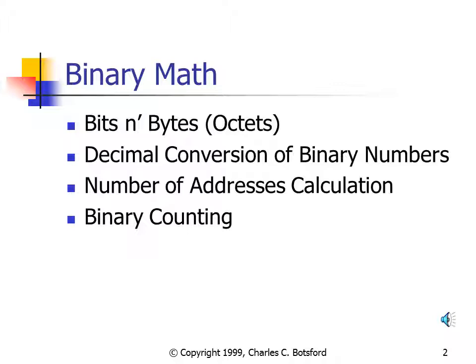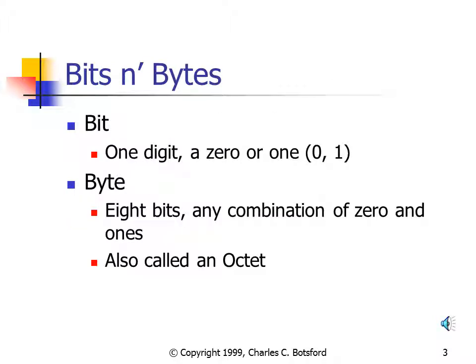We'll look at how we take a specific number of bits and determine the number of addresses that those bits could provide. And then we'll talk about binary counting. Bits and bytes. First, let's talk about a bit. Now, a bit is a single digit that can take on the value of 0 or 1. A byte is a combination of 8 bits, and it can be any combination of zeros and ones.